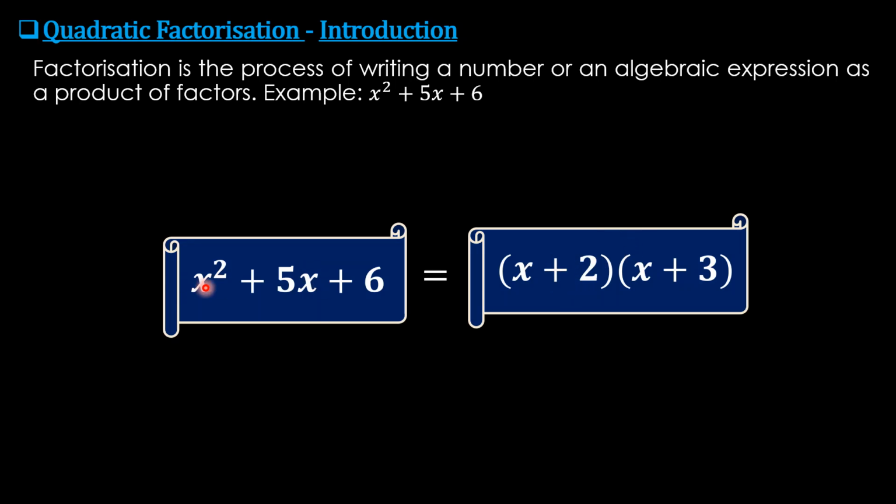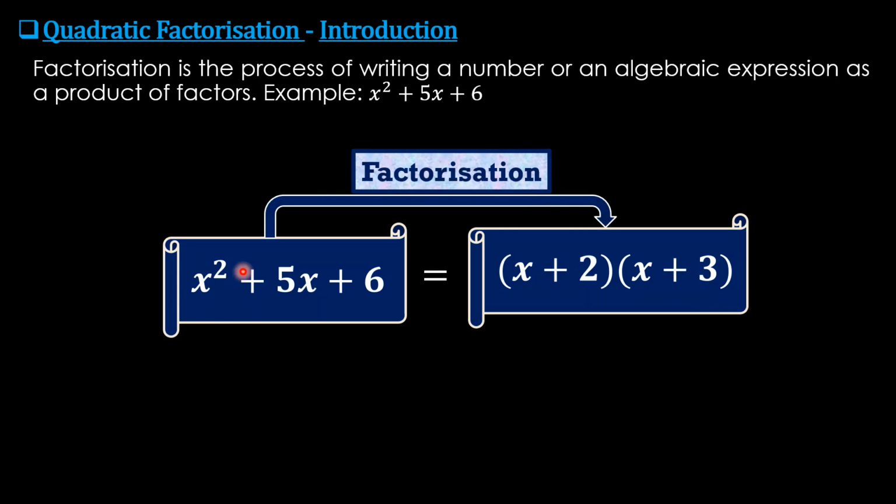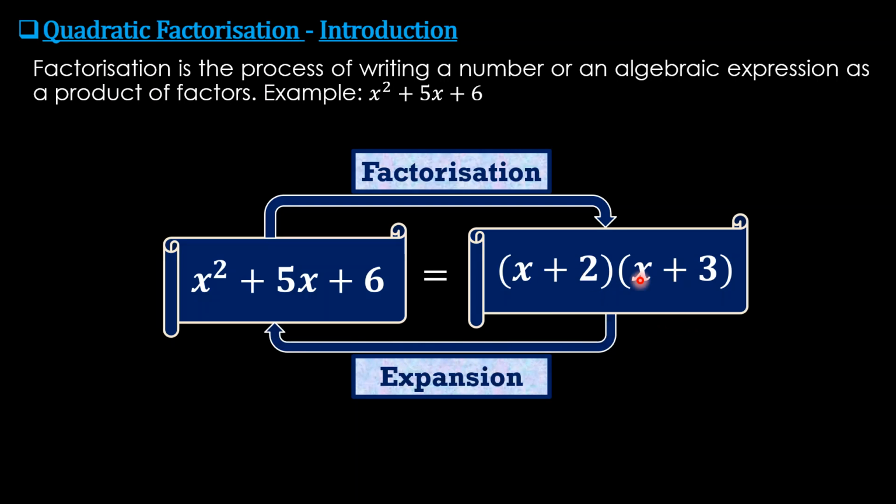So this is the quadratic expression, x square plus 5x plus 6, and this is the factorization form, or these are two factors. x plus 2 is one factor, x plus 3 is another factor. So from this quadratic expression to this factorized form, we call this procedure factorization, and this is called expansion. From this factored position to this position, this is called expansion. So this is factorization and this is expansion.